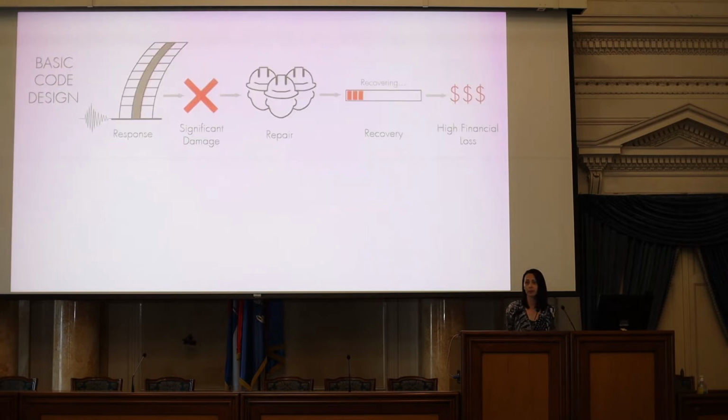So as a result, what we see in earthquakes, we see that buildings will have significant damage, which takes a long time to repair. Recovery lasts for a long time, and all of this generates high financial losses. And here, when we're talking about losses, we're talking about direct losses from cost of reconstruction, and also the indirect losses from the lost businesses, right?